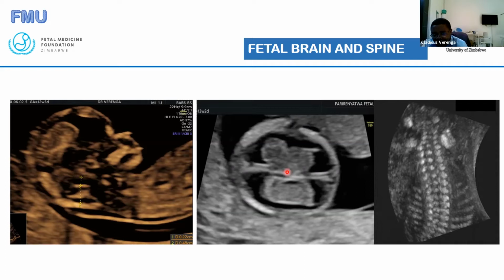This image is very important because this is the image that allows us to rule out holoprosencephaly and alobar holoprosencephaly and also anencephaly. Anencephaly and alobar holoprosencephaly are first trimester diagnoses, not second or third trimester diagnoses, as is happening in our region. And of course, the spine also has to be checked.